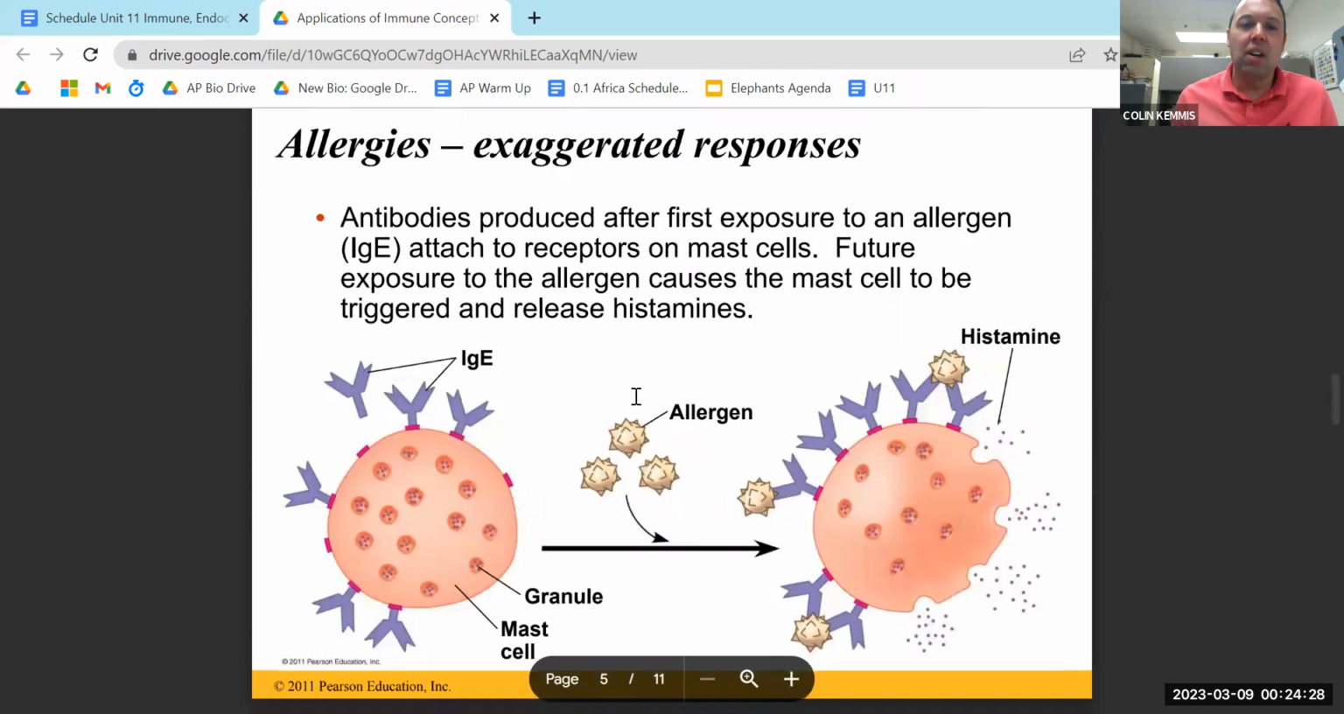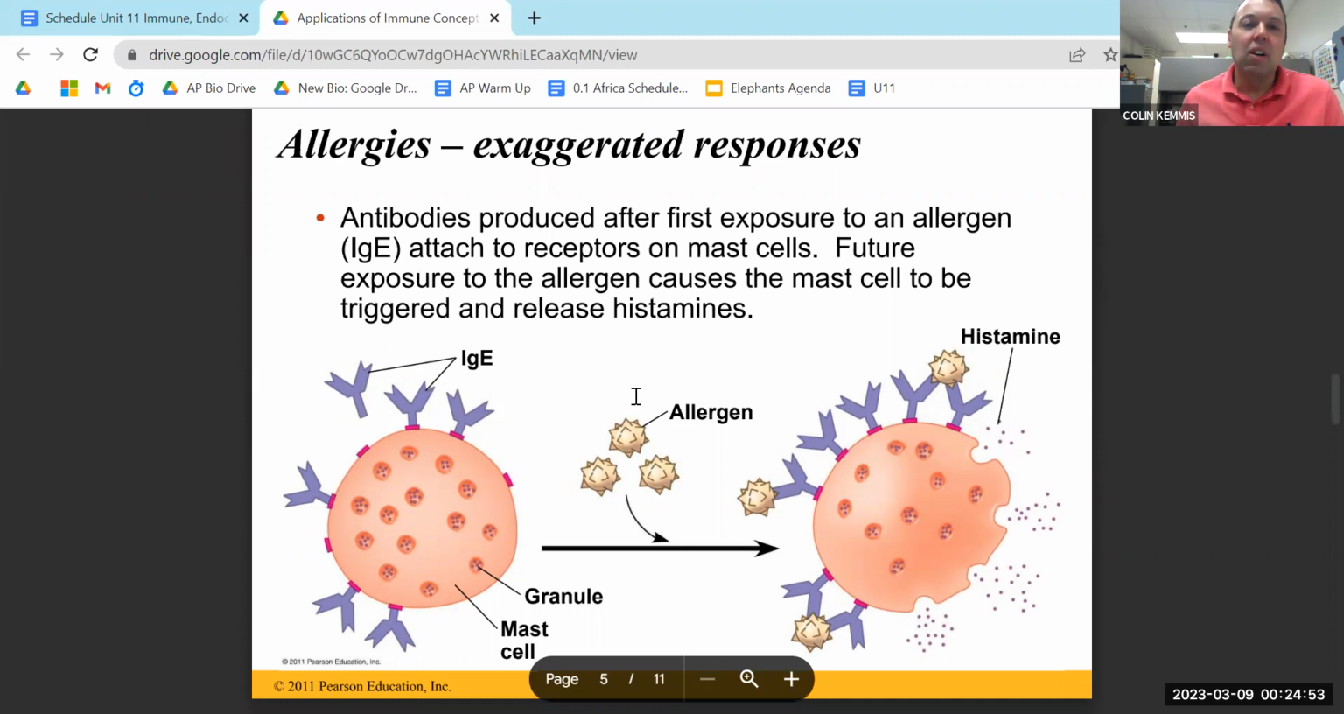All right, allergies are kind of an exaggerated immune response. So you probably have a really good immune system if you have allergies, but it's really annoying too, because then you have a runny nose or watery eyes, or you're stuffed up and you're not actually sick. You're just exposed to pollen or other sorts of allergens.